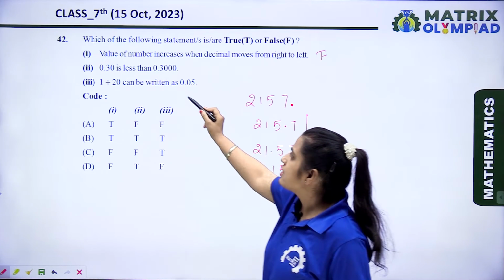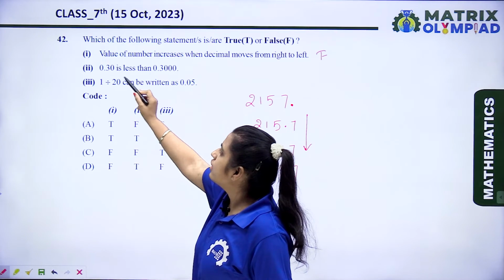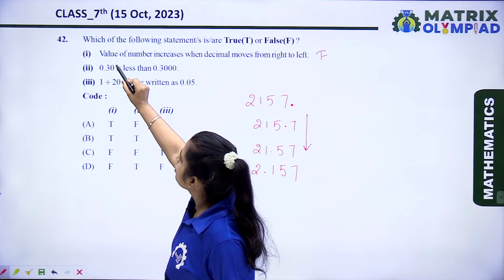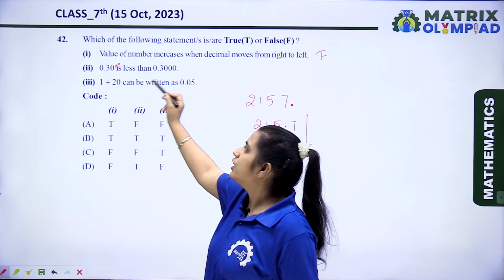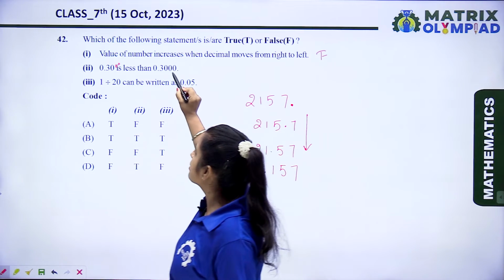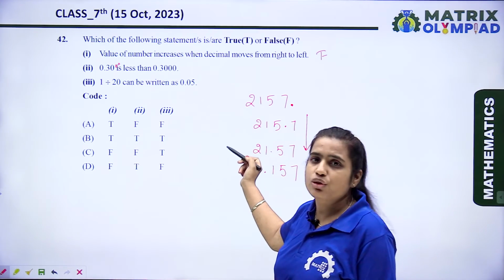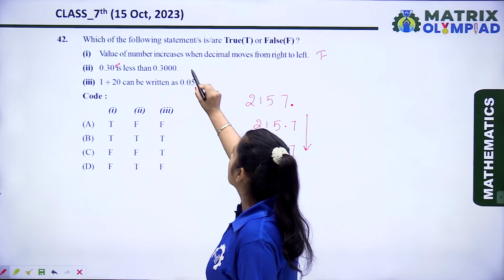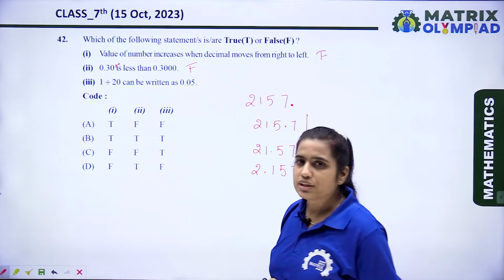0.30 is less than 0.3000. So here the numbers are same. And if we place 2 more 0 on the right hand side of the decimal, the numbers seem to be same. So here the number is not less than 0.3000, but the numbers are equal to each other. So here this statement is also false.